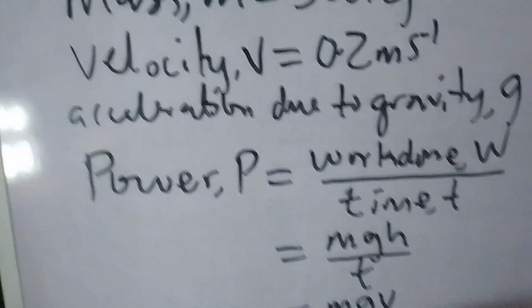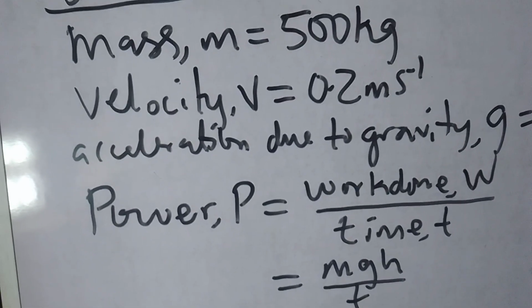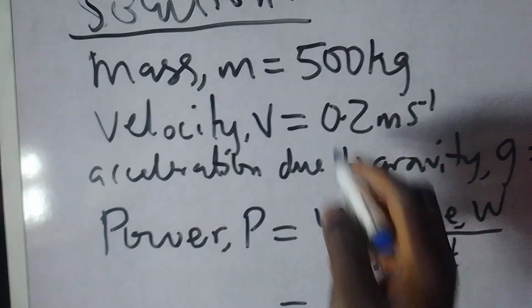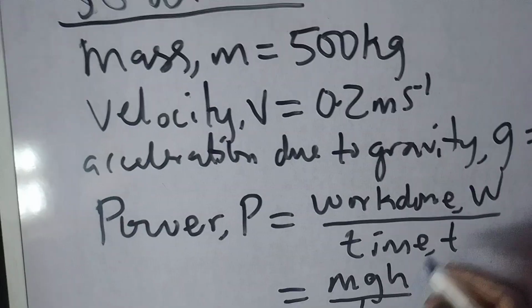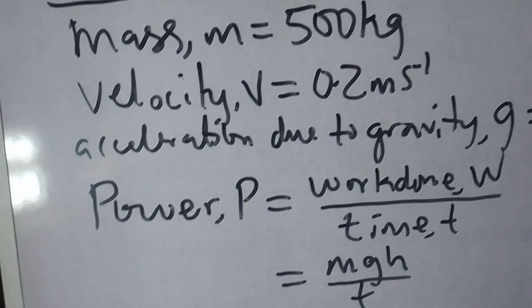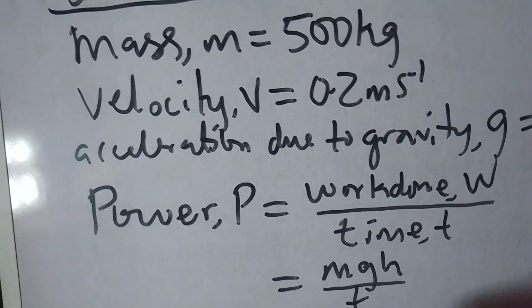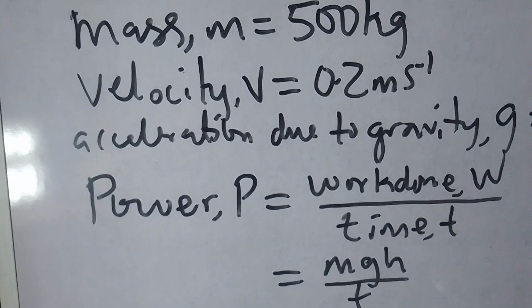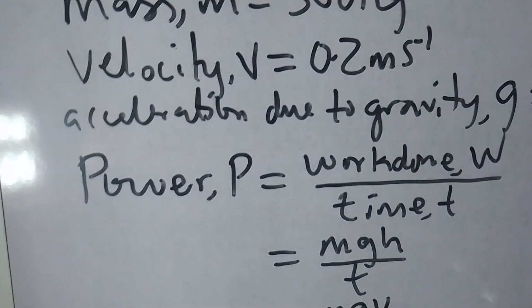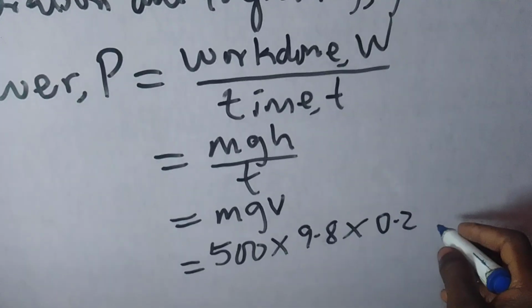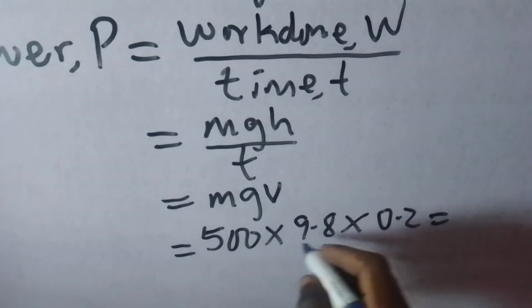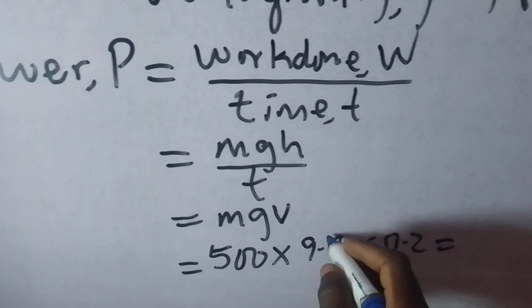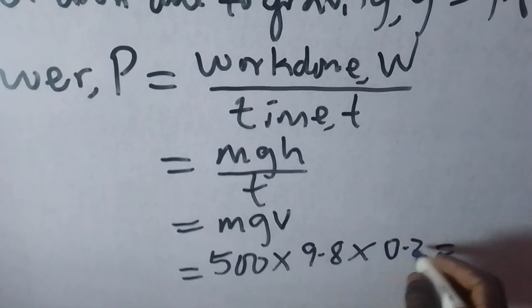mg, where h over T, which is distance over time, will be converted to v. So using the parameters that we have in the question, m, which is mass, is 500 times g, which is 9.8 times v, and v is 0.2. So in that case, we have 9.8, we have 500, we have 0.2.